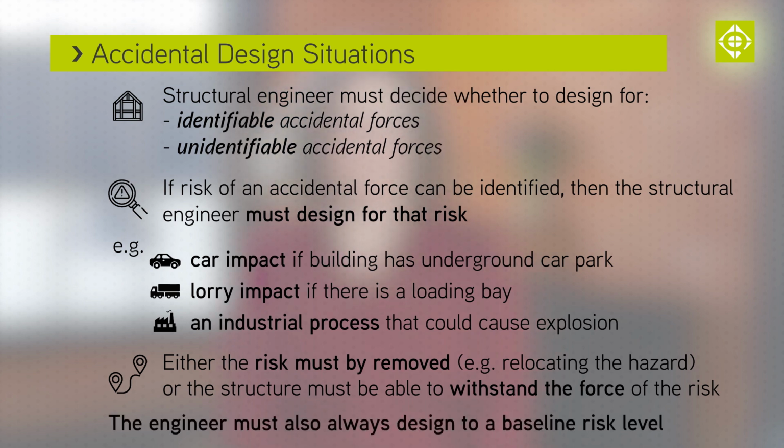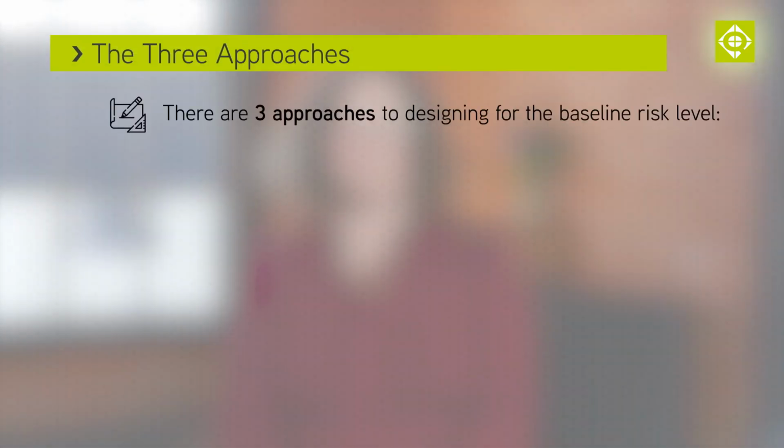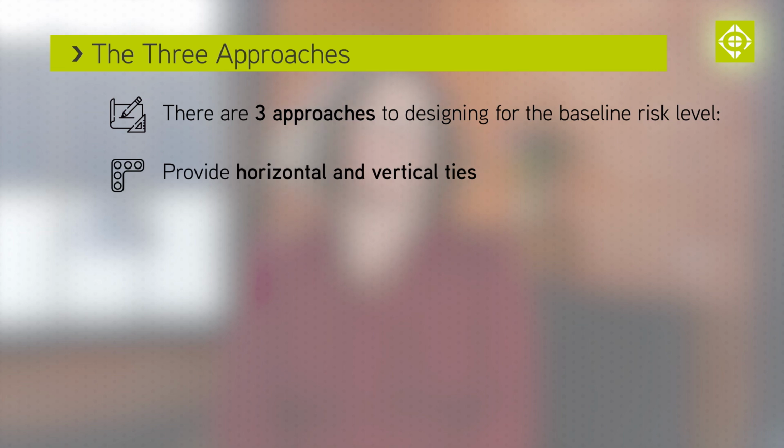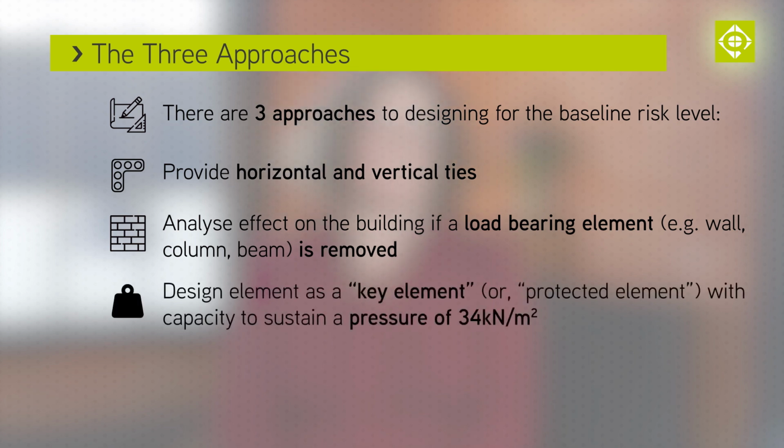Whether or not there are any identifiable risks, the engineer must always design to a baseline risk level. There are 3 ways to do this. Firstly, to provide vertical and horizontal ties; secondly, to analyse what happens to the building if a load-bearing element, which might be a wall, column or beam, is removed; or thirdly, to design an element as a key element or protected element that has capacity to sustain a pressure of 34 kilonewtons per square metre.